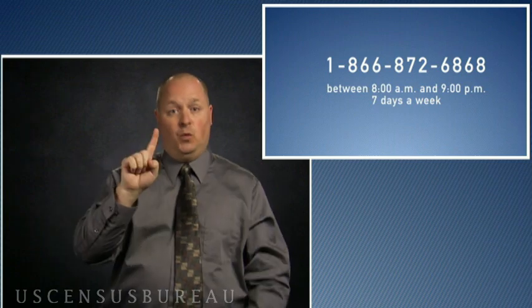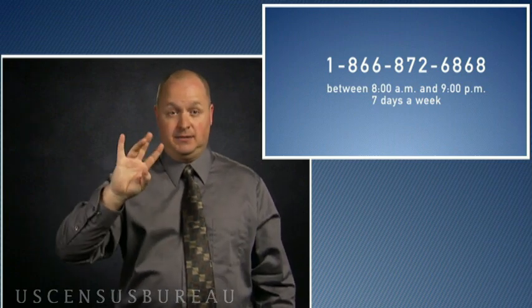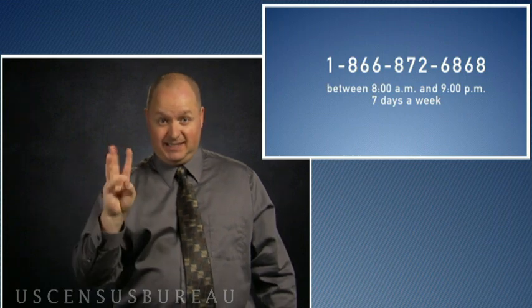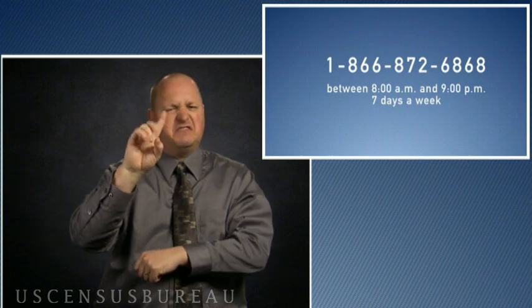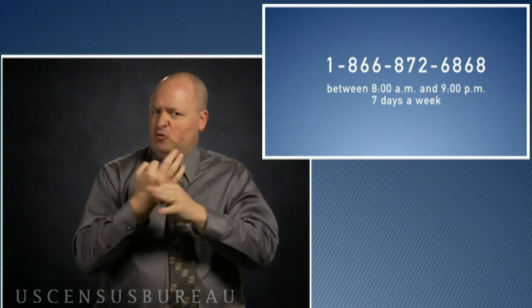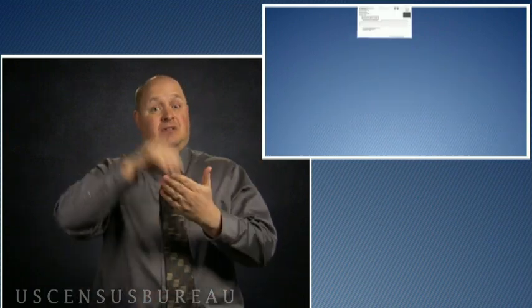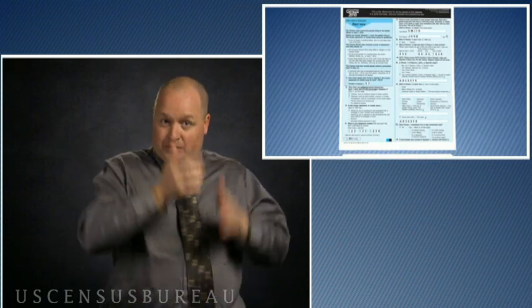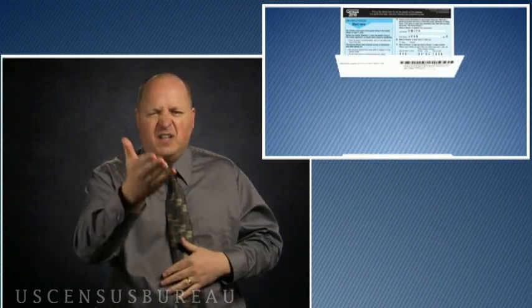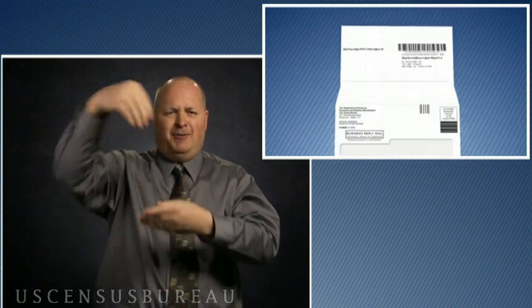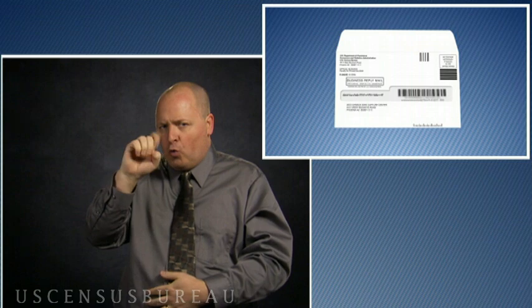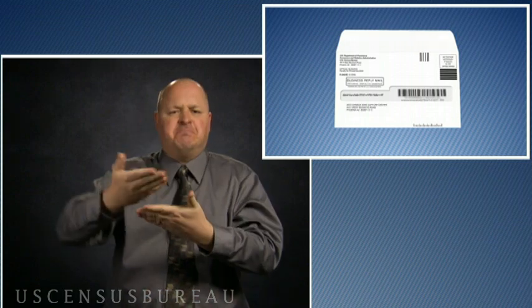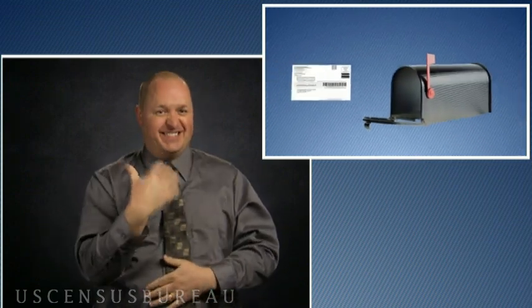If you need further help completing this form, call 1-866-872-6868 between 8 a.m. and 9 p.m. 7 days a week. The call is free. Once you have completed the form for all persons living or staying here, fold the form and put it in the postage-paid envelope. Please make sure the barcode above your address appears in the window. Seal the envelope and mail it back.